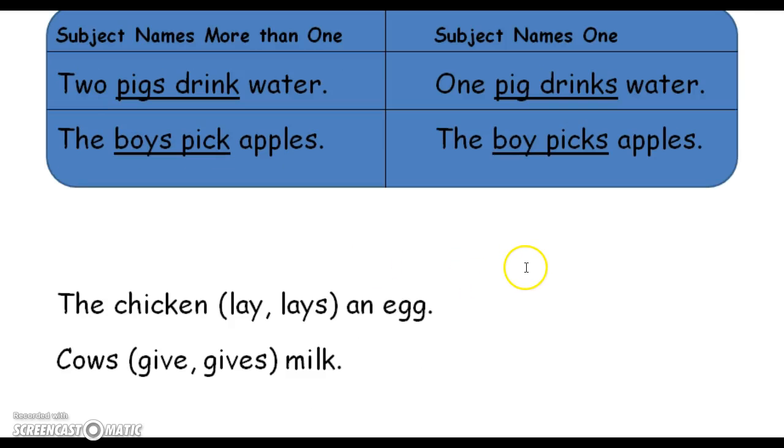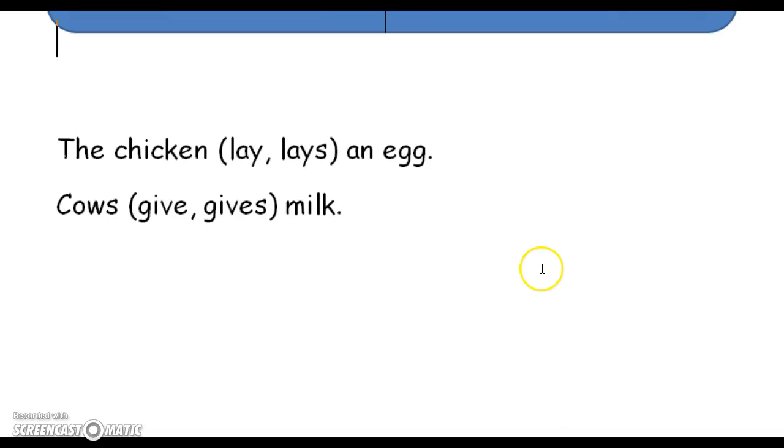So here's some additional practice. Look at these 2 sentences. The chicken lay or lays an egg. Which one is it? We need to make sure that our subject and our verb agree. Are we talking about 1 chicken or more than 1 chicken? Right, we're talking about only 1 chicken. It says the chicken. So then, do we need to add the s to the verb? Correct, you do. We're going to circle the word lays. The chicken lays an egg.